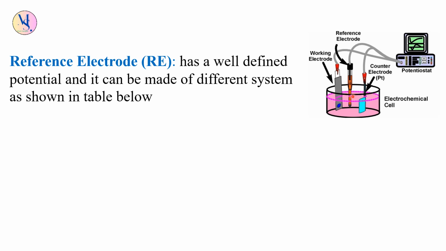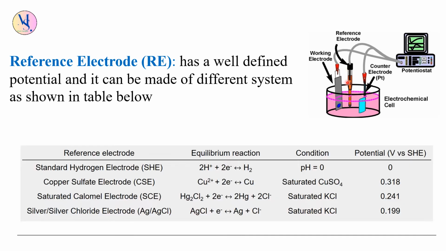The reference electrode used in an electrochemical workstation has a well-defined or fixed potential, and this electrode may be made up of any of these systems. For example, standard hydrogen electrode, copper sulfate electrode, saturated calomel electrode, silver chloride electrode. These are the reduction processes which occur at the surface of these electrodes, and these are the conditions at which these electrodes work.